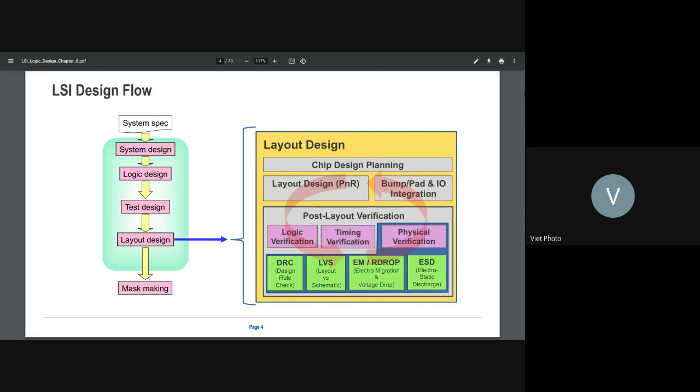The next one is the verification, which will check the EM and IR drop. This one is IR drop.